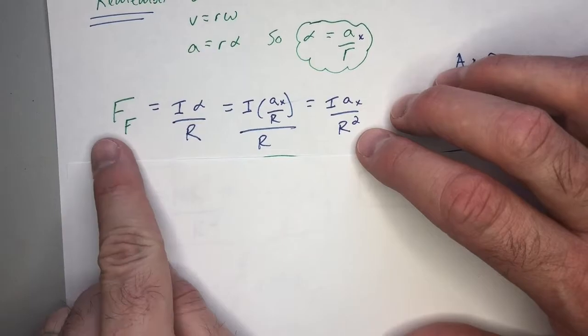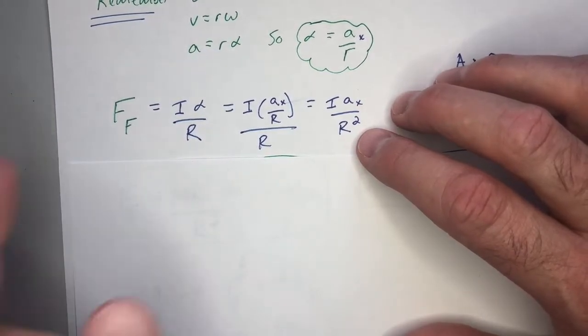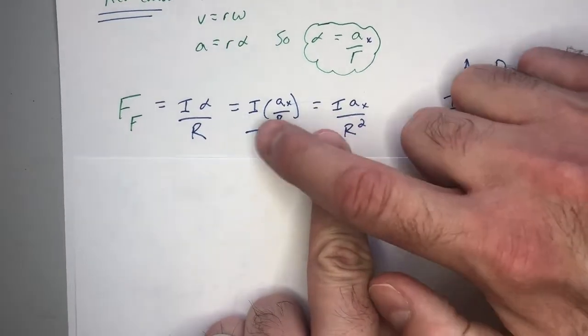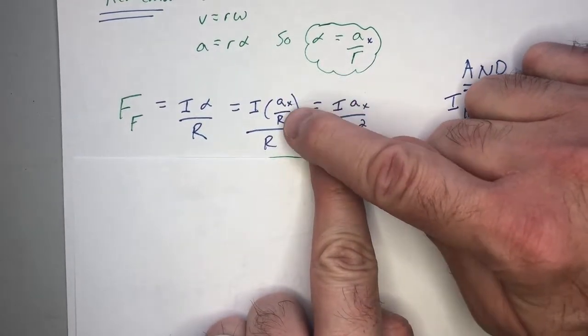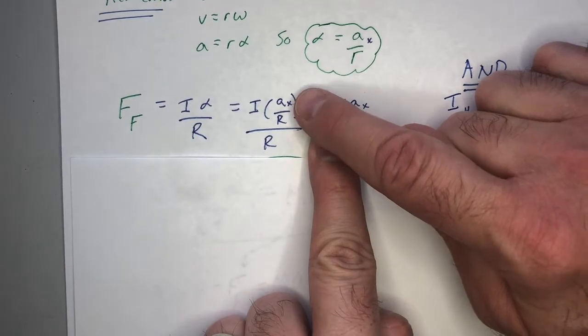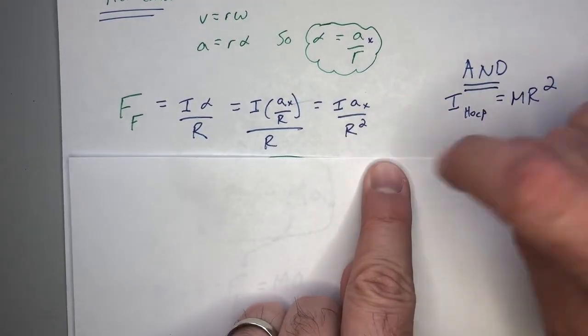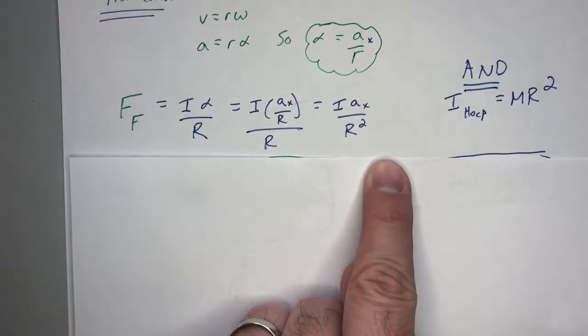So you go back to that equation that we used summing the torques for friction, and we're like, oh, okay, force friction equals I alpha over R. We're like, yeah, but that alpha is just a over R, and that a is the linear acceleration down the ramp in the x direction. You're like, okay, so you have I a over R squared, and so that force friction just equals that right there.